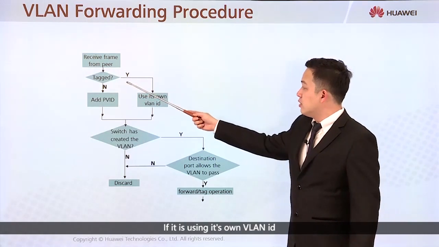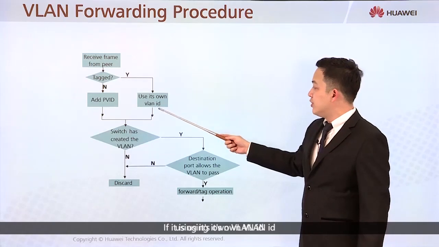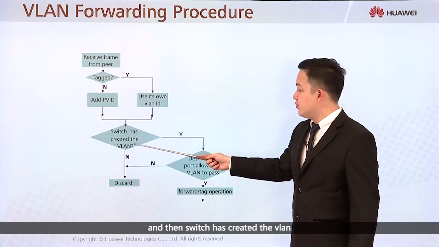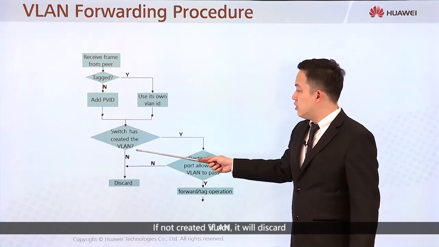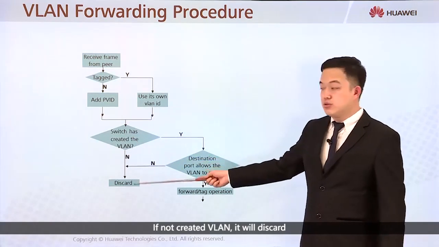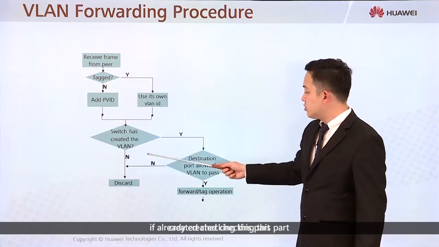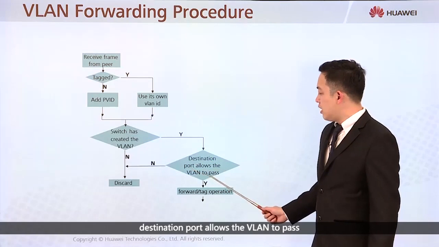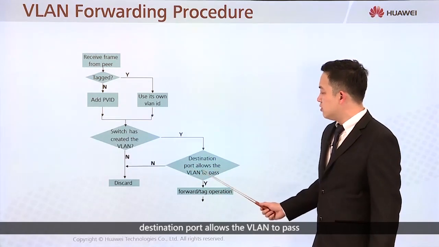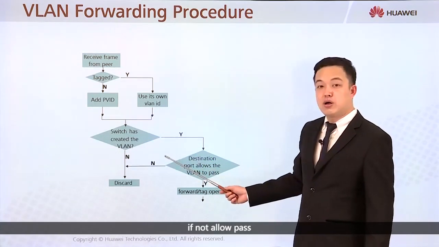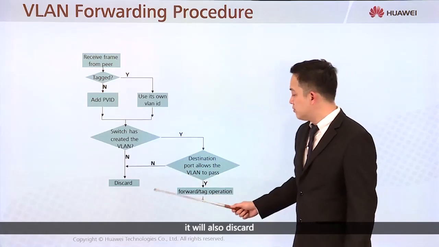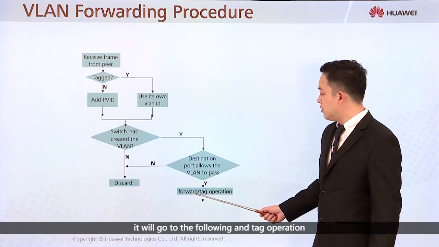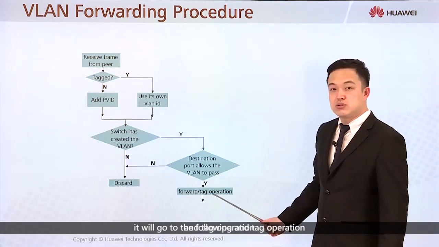If it uses its own VLAN ID, the switch checks whether that VLAN is created. If the VLAN is not created, it will discard the frame. If already created, it checks the destination port to see whether the port allows the VLAN to pass. If not allowed to pass, it will also discard. If allowed to pass, it will go to forwarding and the tag operation.